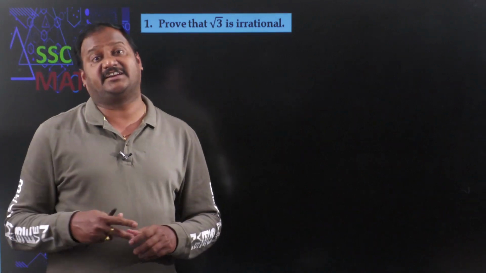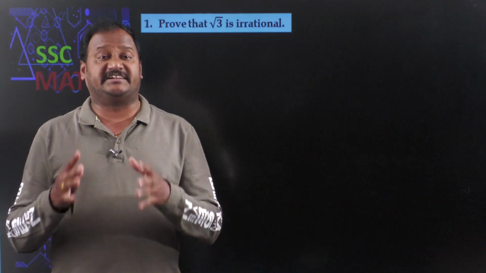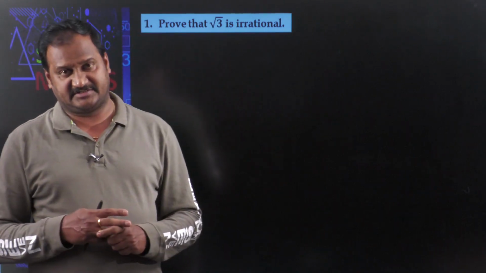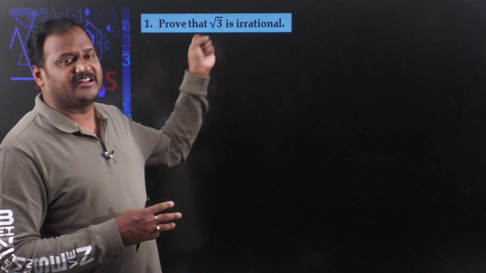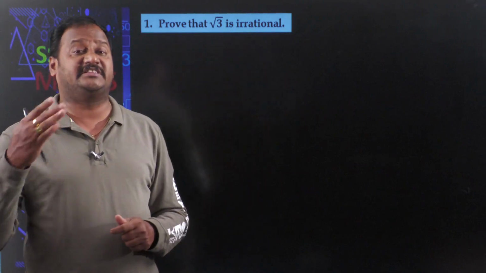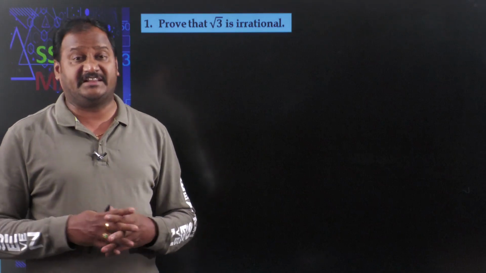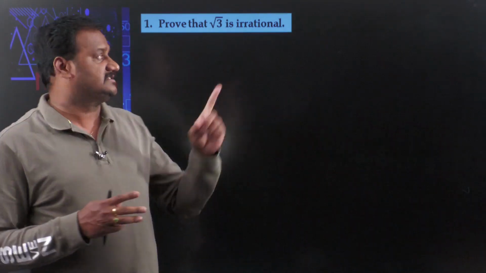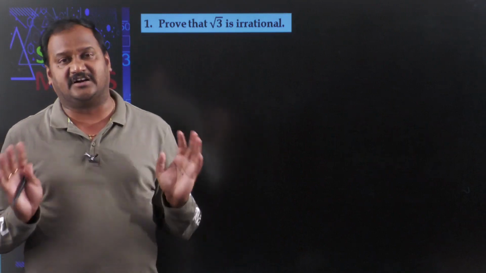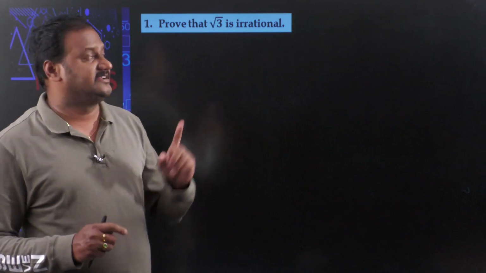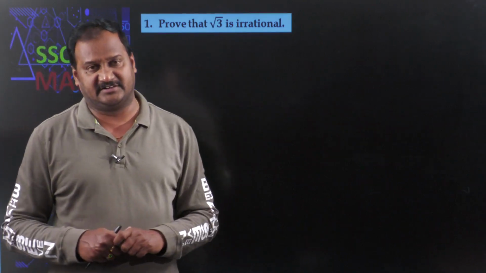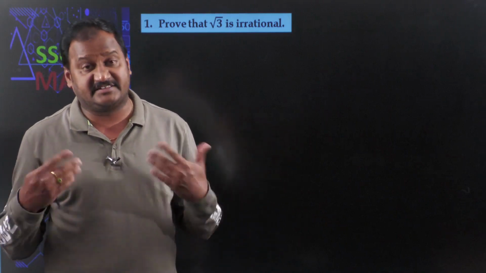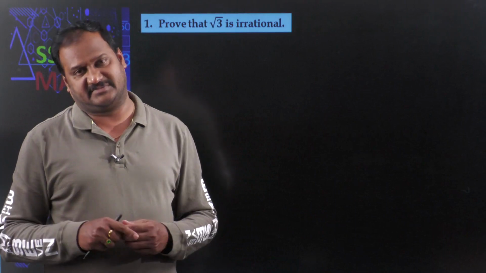But what is indirect method of proof? This indirect method of proof can be used in order to prove this kind of statements, because here there is no particular way of proving directly. Then we go with indirect method of proof. What is that? Let us assume that our statement is wrong. What is the statement here? Root 3 is irrational number. So let us assume that root 3 is not irrational number. If it is not irrational, then it is a rational number.